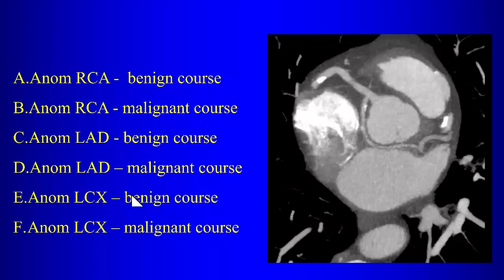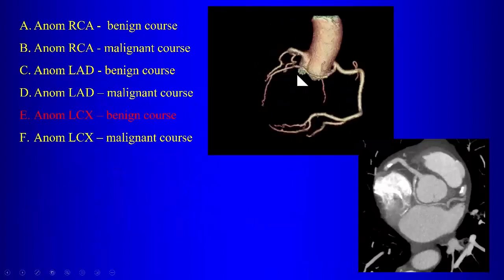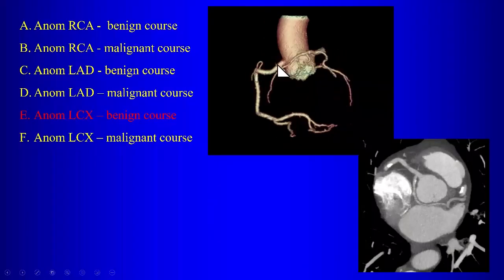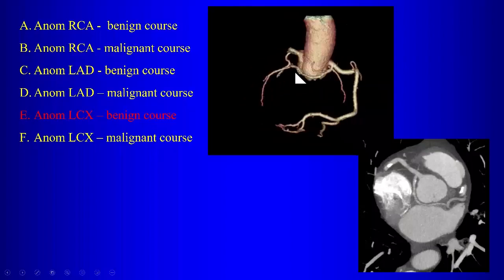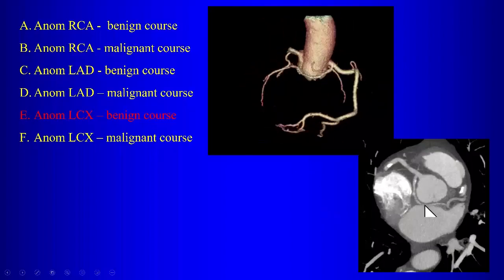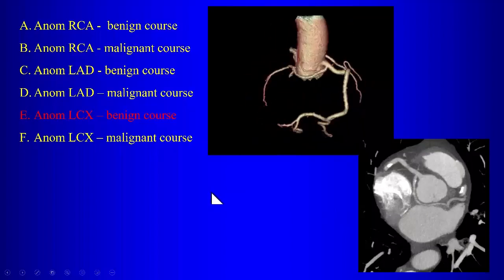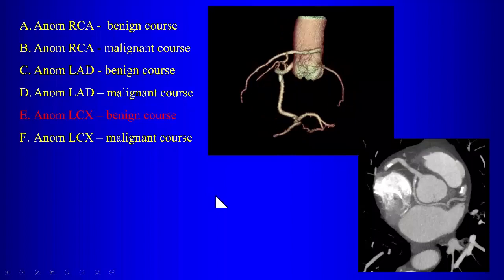Yes, so this is an anomalous circumflex coming off the right coronary artery. This is going behind the aorta. You can see that going behind the aorta. So that's your retroaortic course. That is a benign course. Okay. And as I said, this is the most common anomalous origin that you see in clinical practice, the left circumflex coming off the right. But fortunately, it goes behind the aorta. So that's a retroaortic course. So that is considered a benign course.